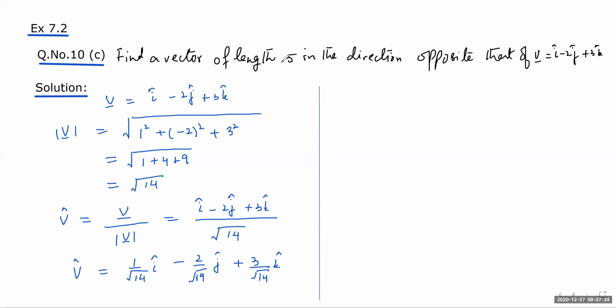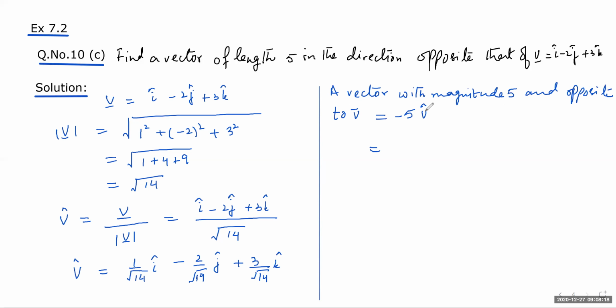Now the required vector, which is of length 5 and its direction is opposite to that of vector V. What will be this vector? The required vector, a vector with magnitude 5 and opposite to vector V, is equal to minus 5 into unit vector V.